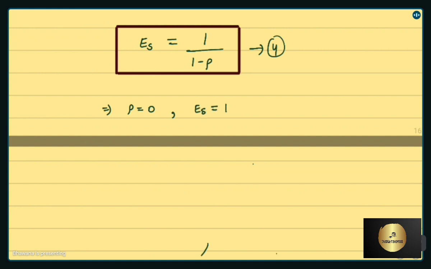And in the previous video we also derived the expression based on the Cobb-Douglas utility function, where when we derived this expression we got elasticity equals to 1. So when you put rho equal to 0, you will get your ES equal to 1, and this is the case of Cobb-Douglas utility function.